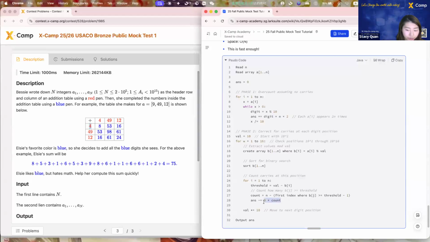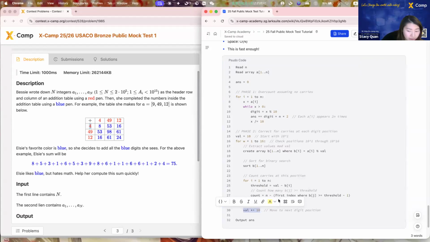And then you minus 9 times the number of carries that could happen. And then you move on to the last 2 digits, last 3 digits, etc. And you finally output the answer.